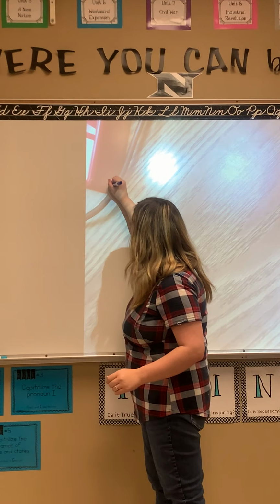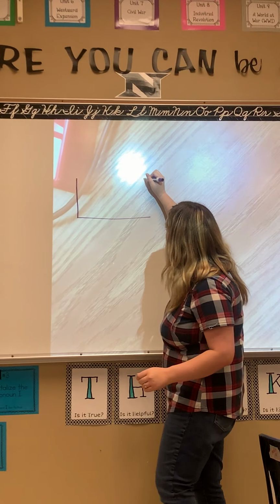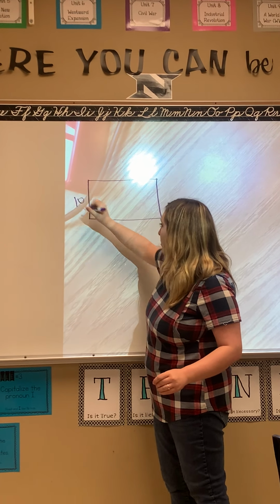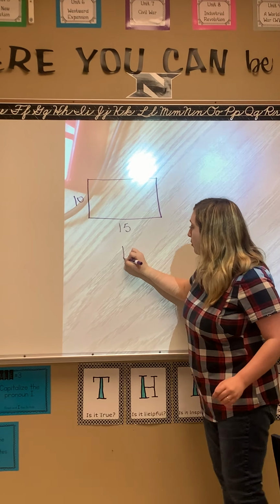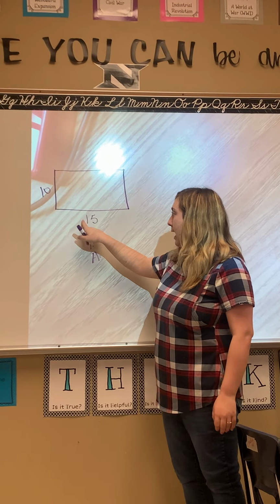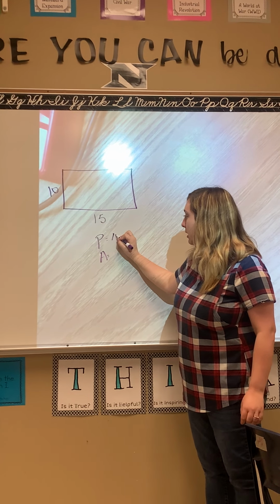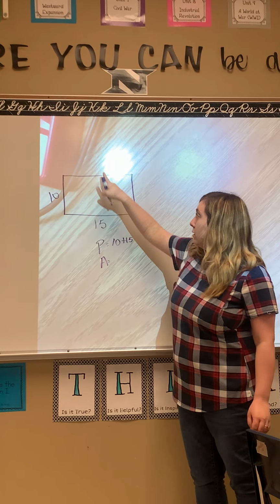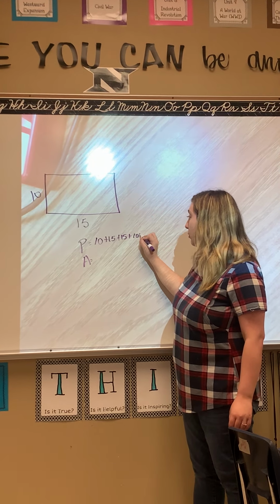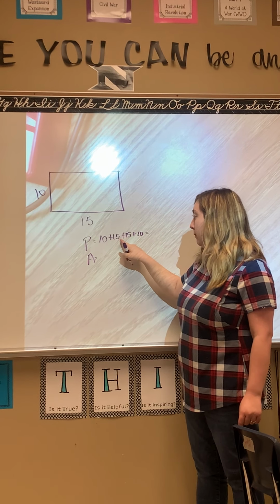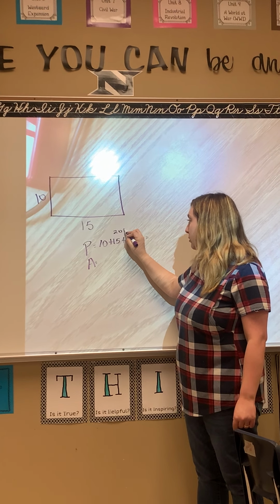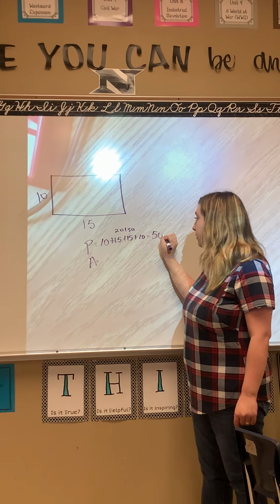So if I have this shape, and I have 10 and 15. So remember, we're going to be finding the perimeter and the area. So perimeter, we add up all the sides. So that means it would be 10 plus 15 plus another 15 plus another 10. And when we did that, 15 plus 15 is 30. And 10 plus 10 is 20. So that would be 20 plus 30, which equals 50.